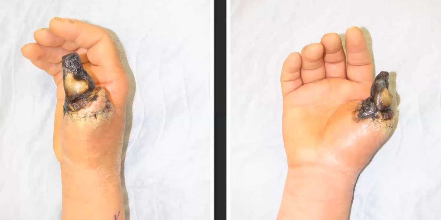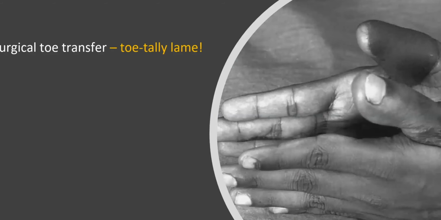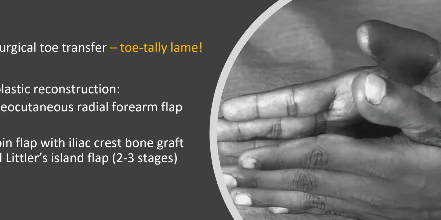But when we have something like this, when we're talking more about the middle third, where we have both soft tissue and bony loss, we really need length. When we have the added complication of an AV fistula, what are our options? Options may consist of microsurgical toe transfer or an osteoplastic reconstructive option.